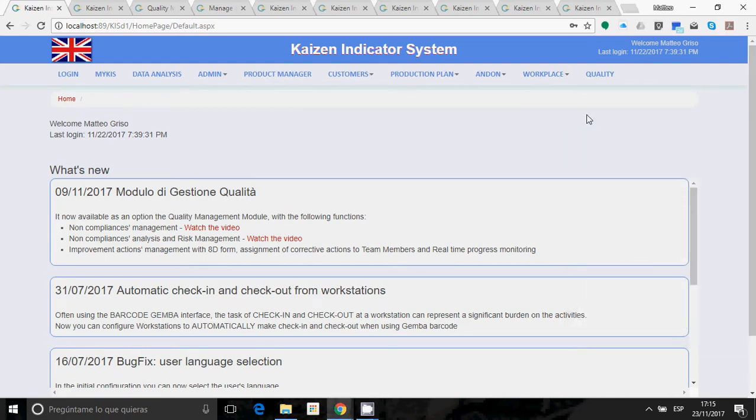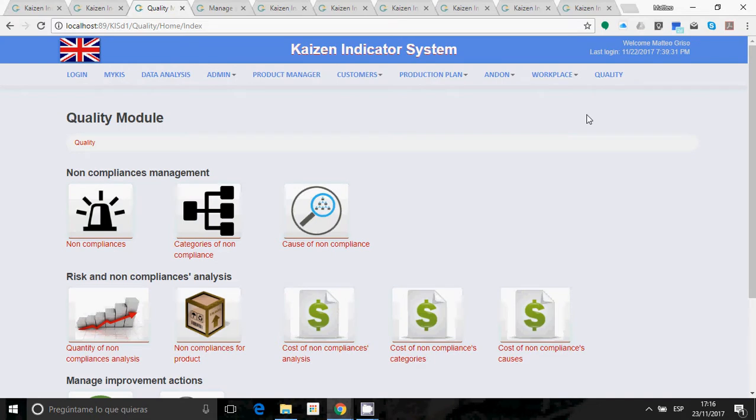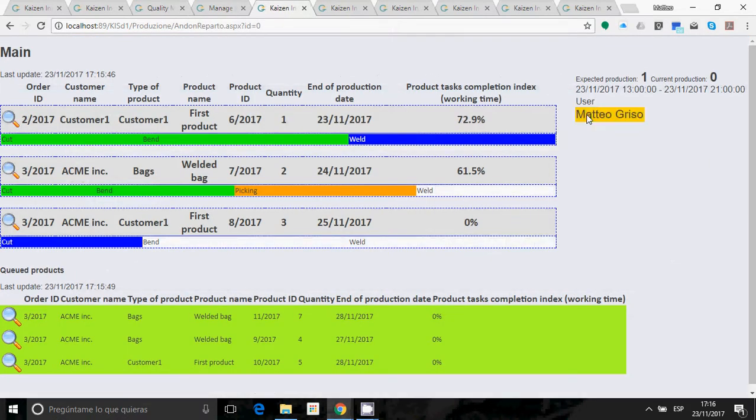Welcome to everybody. In this video, we present Kaizen Indicator System, the innovative web service available in the cloud and dedicated to manufacturing companies, especially SMEs, with the aim of helping them to plan and control the execution of production, manage quality through the management and analysis of non-compliances and risk management, improve their performances by promoting improvement actions and corrective actions. The winning feature of Kaizen Indicator System is managing the information in real time.